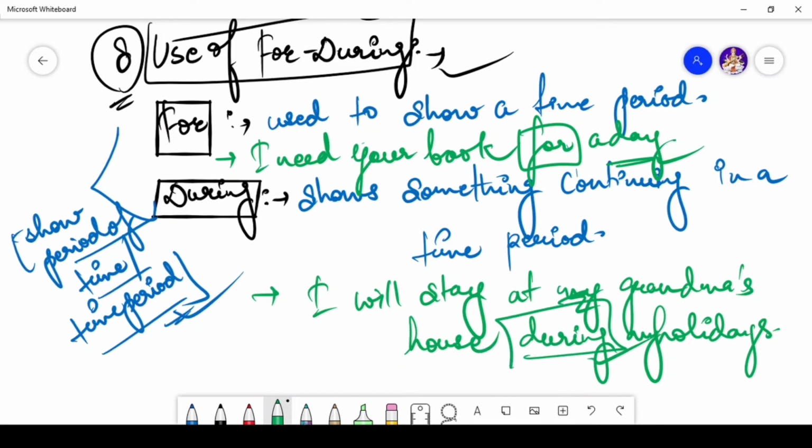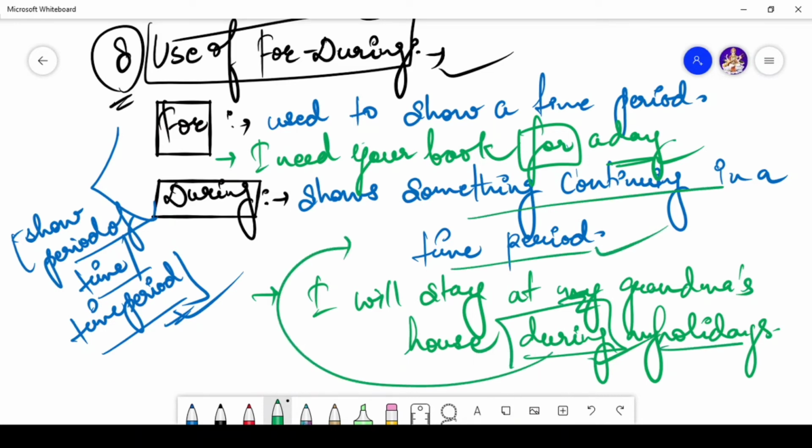So again, use of during basically talks about something which is continuing in a time period. The time period here is holidays. So jab tak chuttiyan hai tab tak I am going to stay at my grandma's place. Okay, so this is the difference between for and during. Both of them tell us about a time period, but there is a minor difference between the two, that is for is used to show a time period while during is used to show something which is continuing in a time period. Okay, so let's talk about the next use.